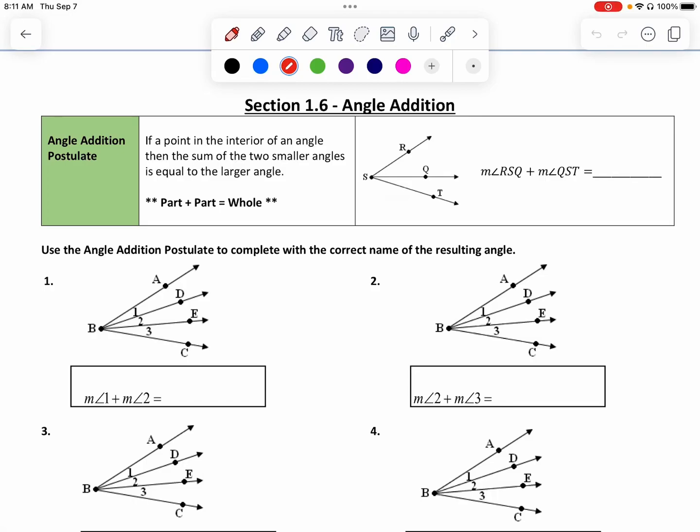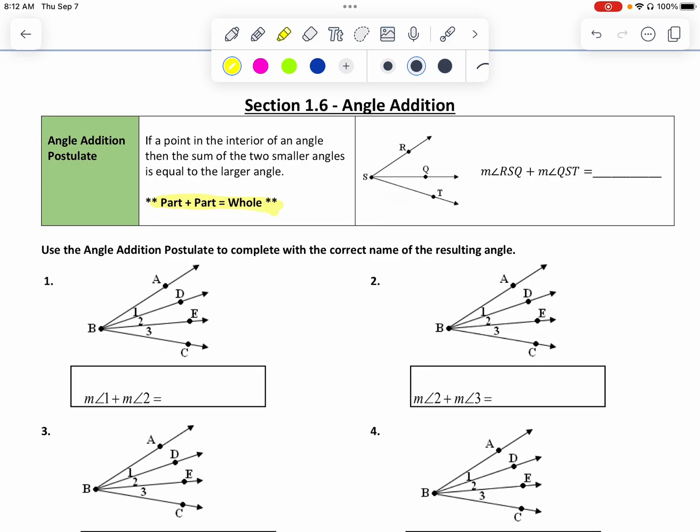Hey everyone. Today we are looking at angle addition. So the angle addition postulate is if a point is in the interior of an angle, then the sum of the two smaller angles is equal to the larger. So the gist of this is that part plus the part of the angle equals the whole angle.